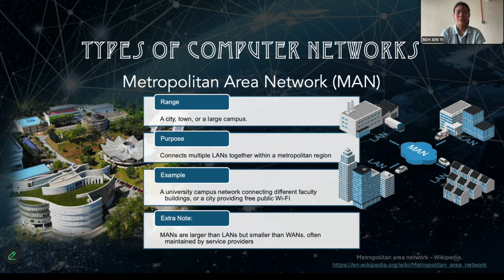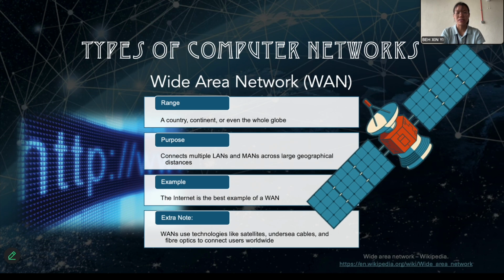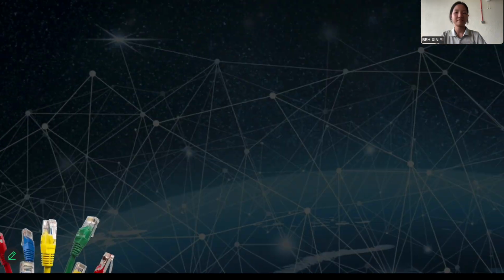Metropolitan Area Network, MAN, covers a city, towns, or a large campus. An example is a city providing free public Wi-Fi. Lastly, Wide Area Network, WAN, covers a country, continents, or even the whole globe. An example is the internet.